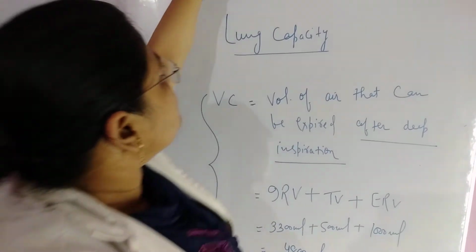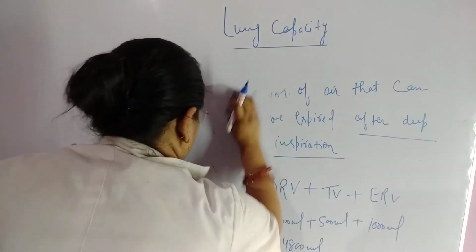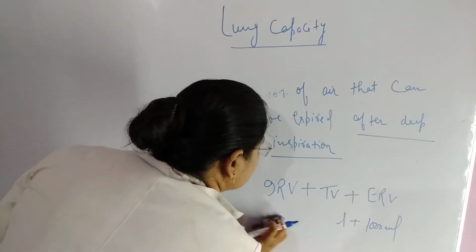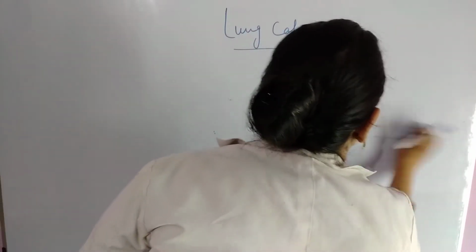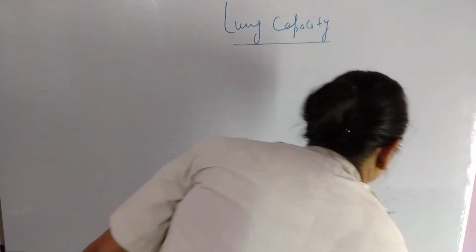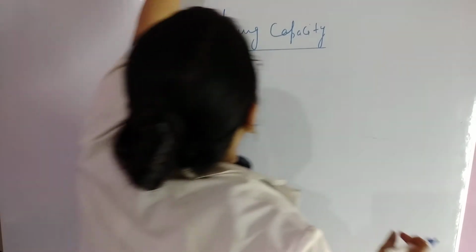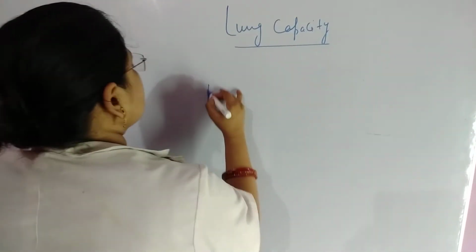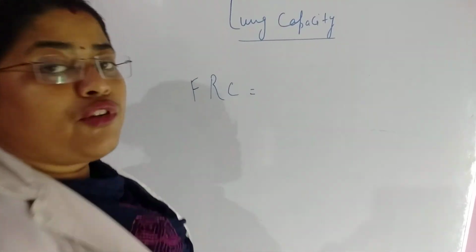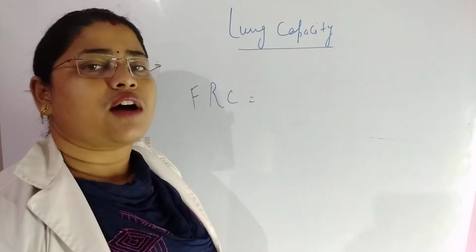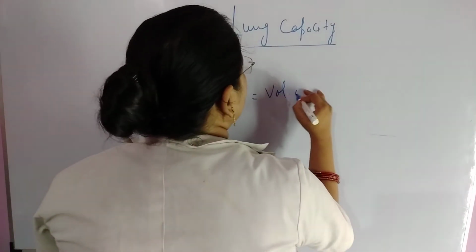Now next is functional residual capacity, FRC. This is the volume of air which remains in lungs after normal expiration. So it is the volume of air remaining in lungs after normal expiration.